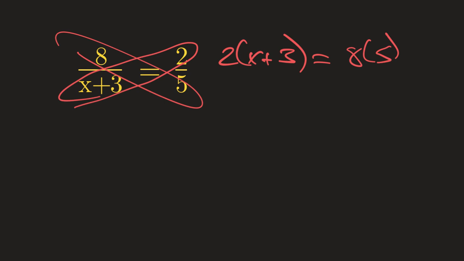Okay? We've got to multiply 2 times x and then 2 times 3. So right here now, we've got to distribute the 2. 2 times x is 2x. 2 times 3 is 6. And 8 times 5 is 40.